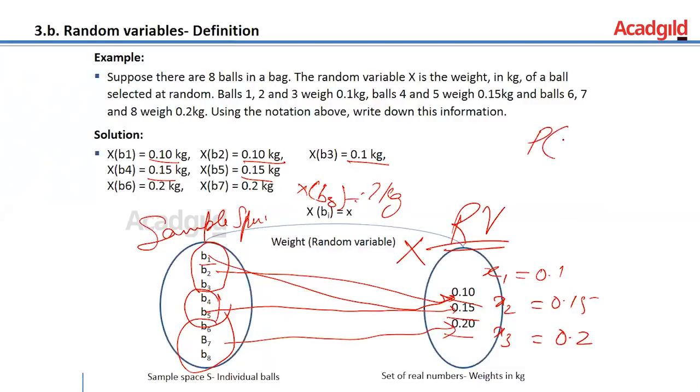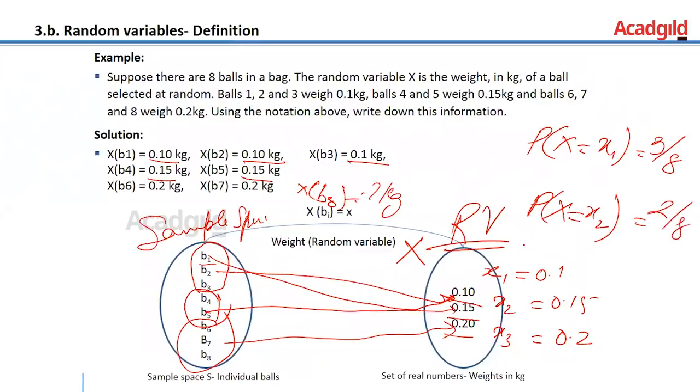So probability of getting X equal to x1 is what? Since there are 8 balls and 3 of them are 0.1 kg, the probability of uppercase X being x1, which is 0.1, is 3 upon 8. Probability of my random variable X being the particular instance x2, which is 0.15, so only 2 balls of weight 0.15 kg, would be 2 upon 8, and probability X equal to x sub 3, which is 0.2, and there are 3 such balls, would be 3 upon 8.